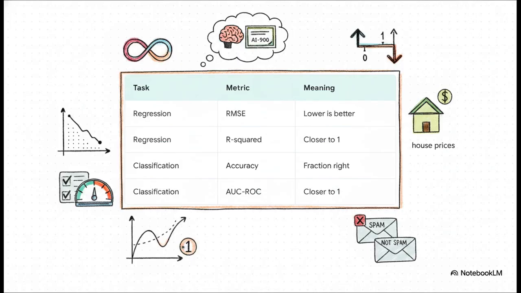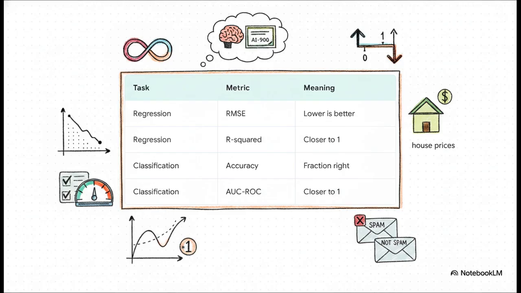But hey, how do you even know if the model is any good? You gotta know your evaluation metrics. For the exam, lock in these sharp contrasts. If you're doing regression, so predicting a continuous number like house prices, your key metrics are RMSE and R-squared. For RMSE, lower is better because it's measuring errors. For R-squared, closer to 1 is better.